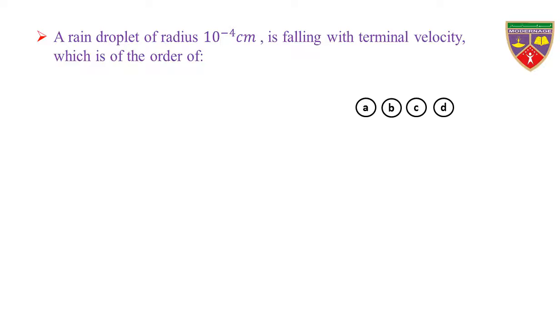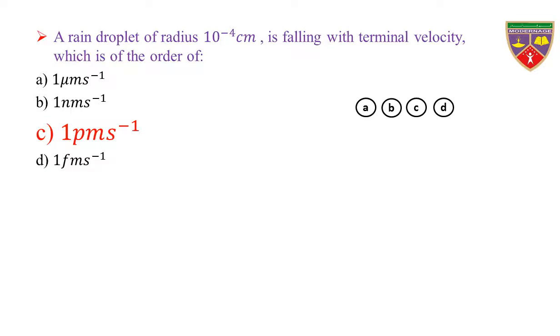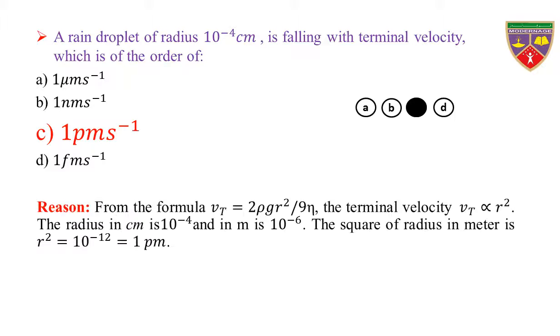A rain droplet of radius 10^-4 centimeter is falling with terminal velocity which is of the order of: option A, 1 micrometer per second; option B, 1 nanometer per second; option C, 1 picometer per second; option D, 1 femtometer per second. The key is 1 picometer per second. Therefore, the correct option is C.